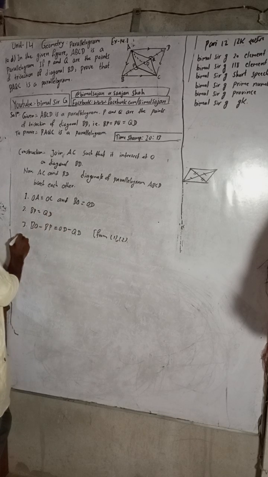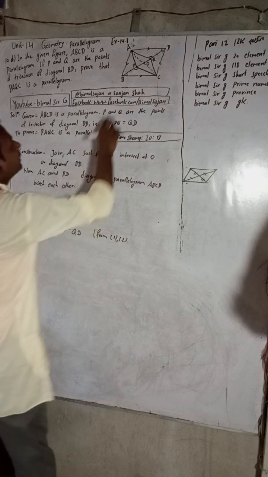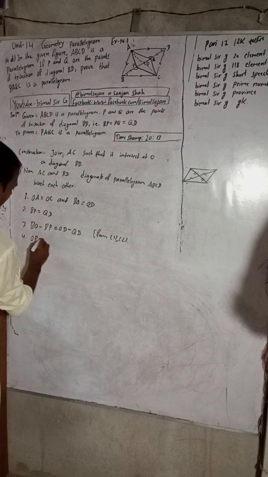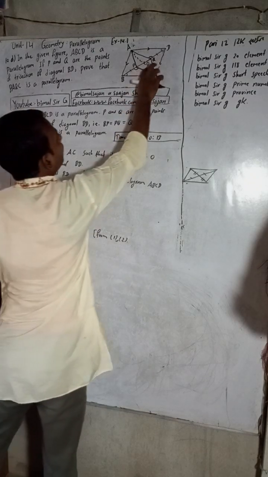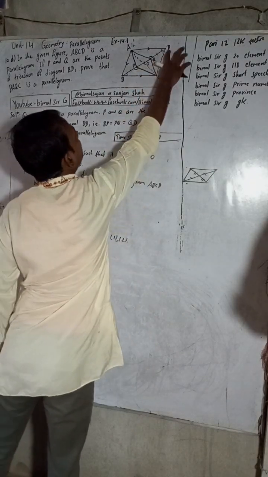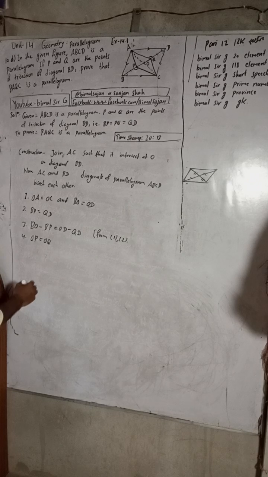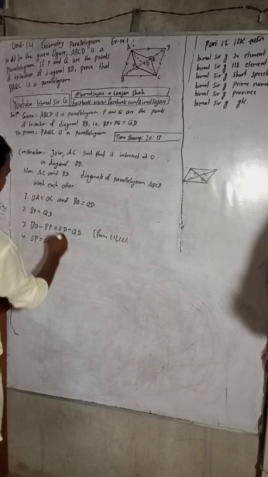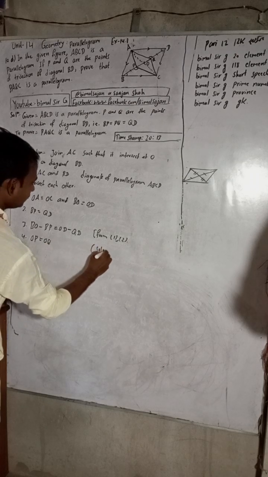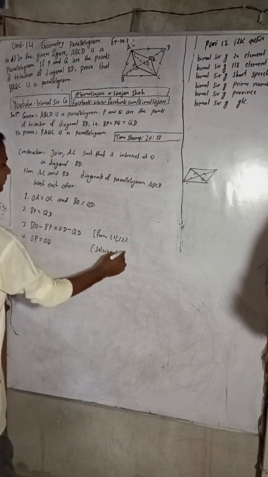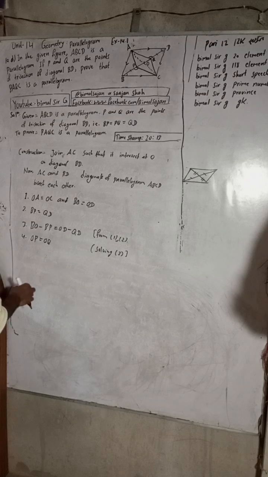Now number 4, BO minus BP means OP, is equal to OD minus QD, which means OQ. So OP is equal to OQ. Solve this 3. Now we got OP is equal to OQ.